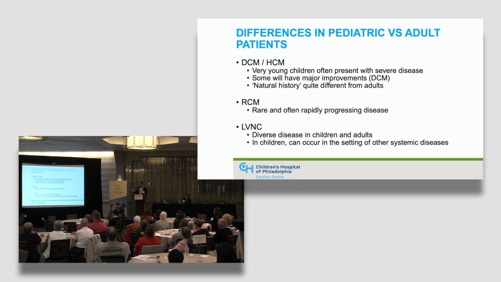And many of these diseases in children can also occur not as isolated diseases of the heart, but also as diseases that may affect the entire body, the entire way the body metabolizes energy, or that can affect many other organ systems in the body. And that certainly has implications for how we think about the disease and how we want to approach the treatment.